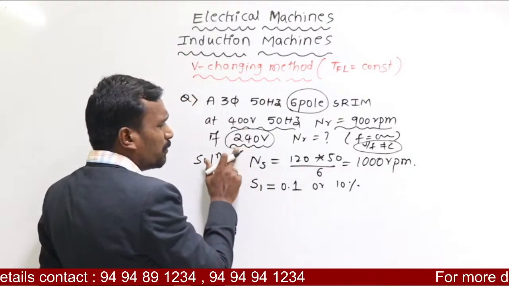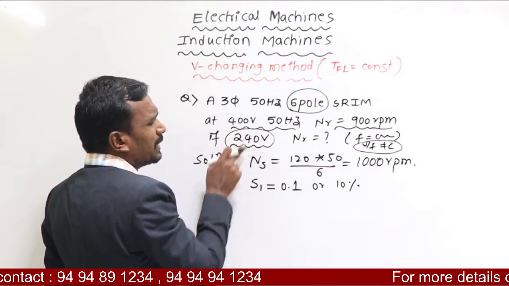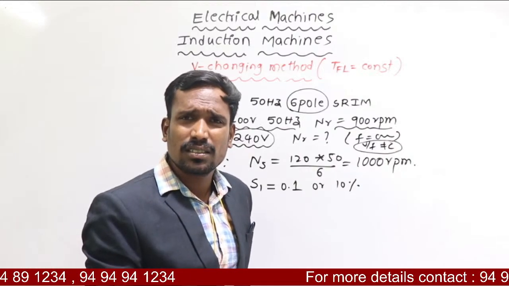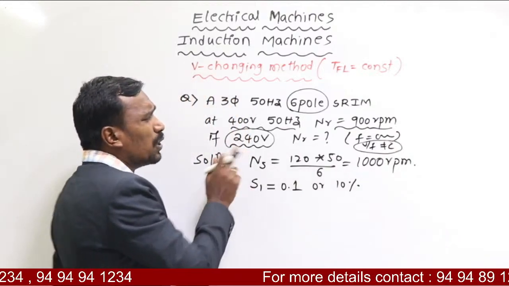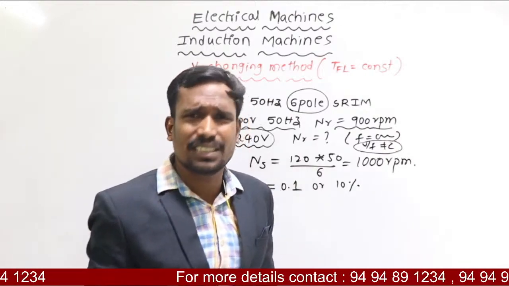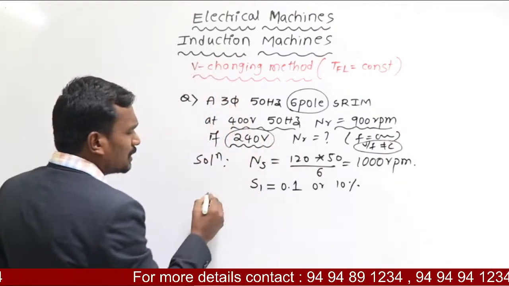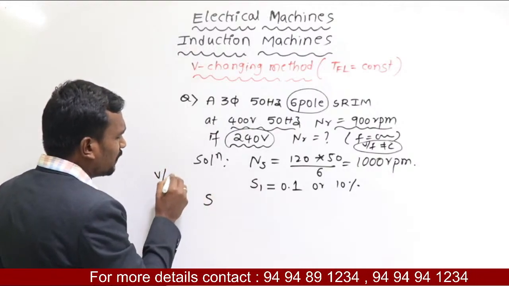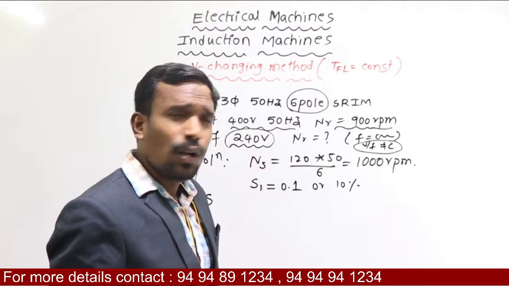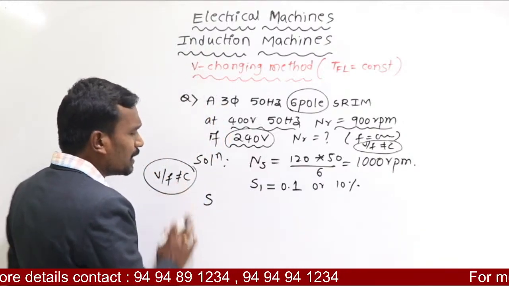Otherwise, they will give you here, they mention that voltage changes. What about frequency? Frequency not changes. Just he changed the voltage from 400 to 240 volts. Don't worry about frequency. So now tell me, what is the formula? Here V by F not constant, the voltage changing method, right? Voltage changing method, V by F not constant.